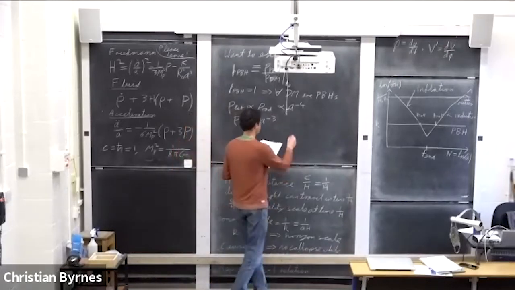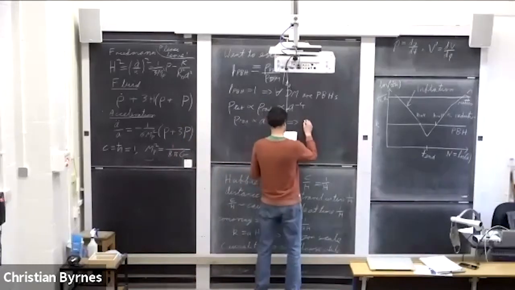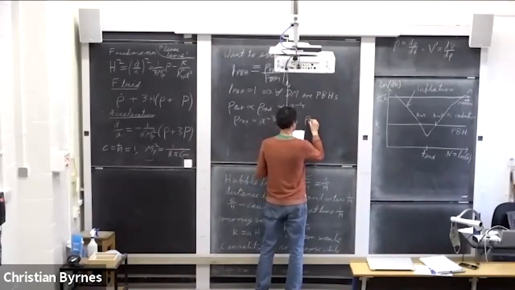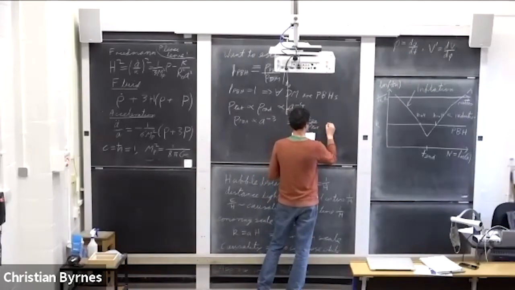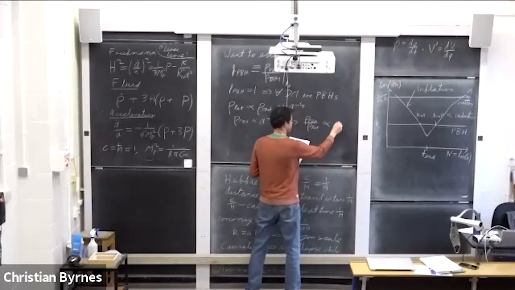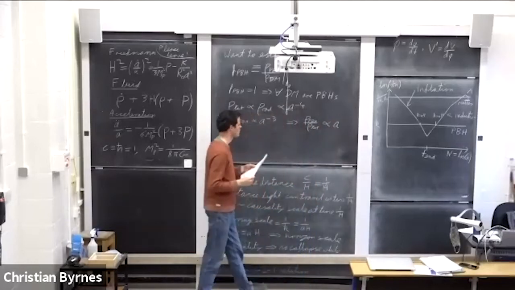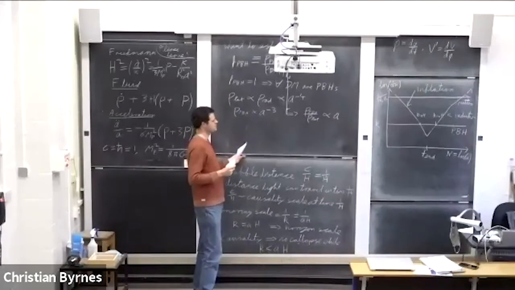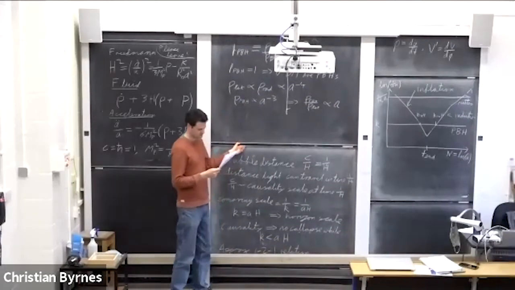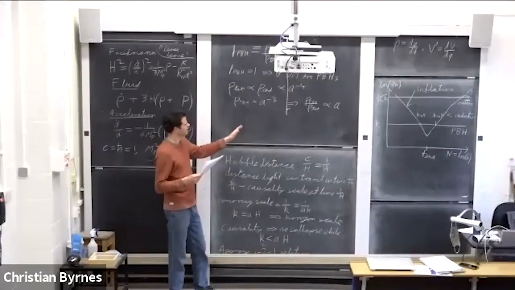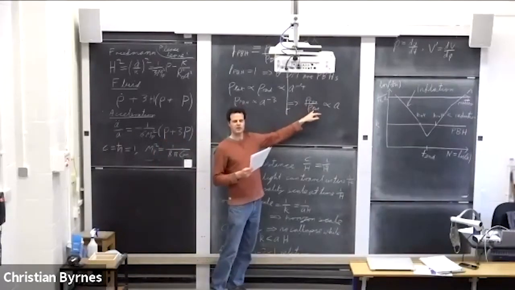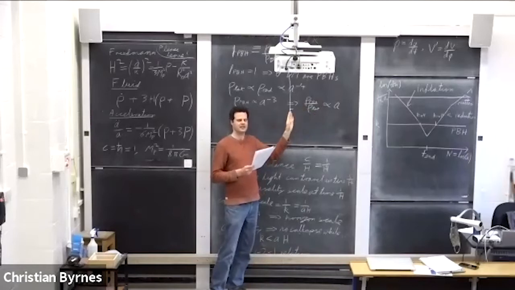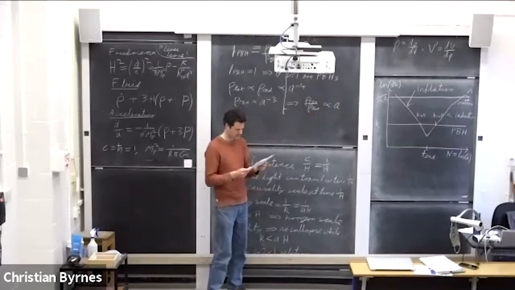So very simply, this of course means that rho PBH over rho total is proportional to a. So this energy density fraction is growing proportional to a from the time of formation until the time of radiation matter equality.